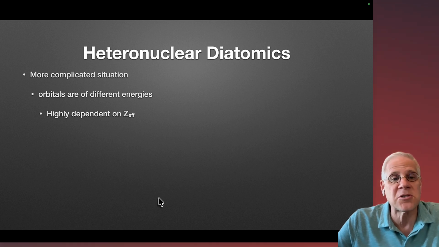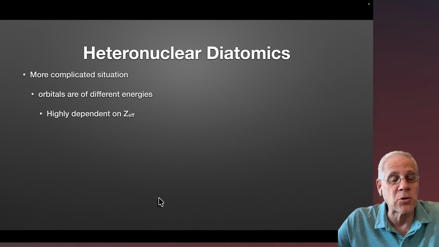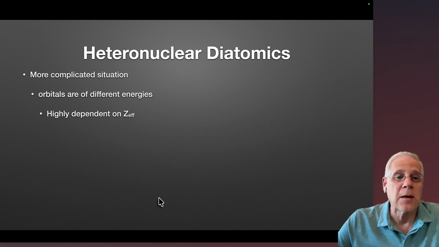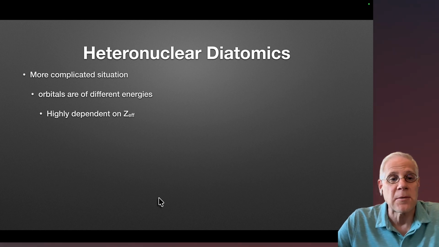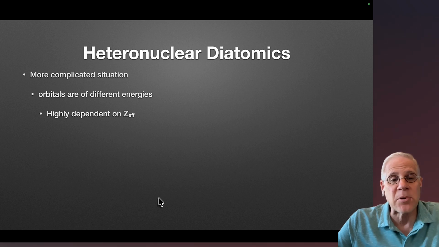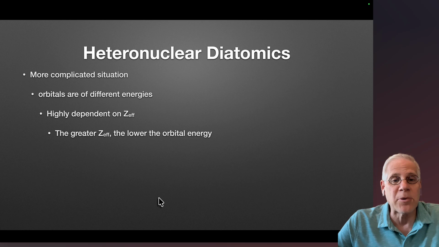What causes those energies to be different is the dependency of orbital energies on the Z effective. Remember, your Z effective is the total nuclear charge that an electron in an orbital feels due to the positive charge from the nucleus, and we have shielding and penetration affecting both of those things. As a general rule, as you go farther right on the periodic table within a period, your Z effective is going to increase and your orbital energies are going to drop. So the greater the Z effective, the lower the orbital energy.